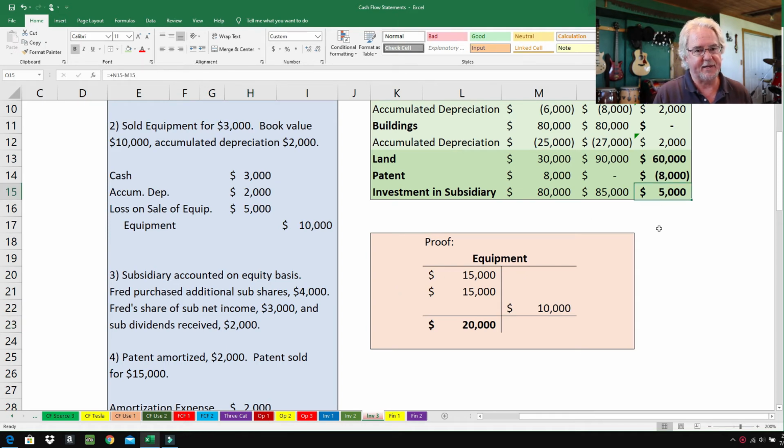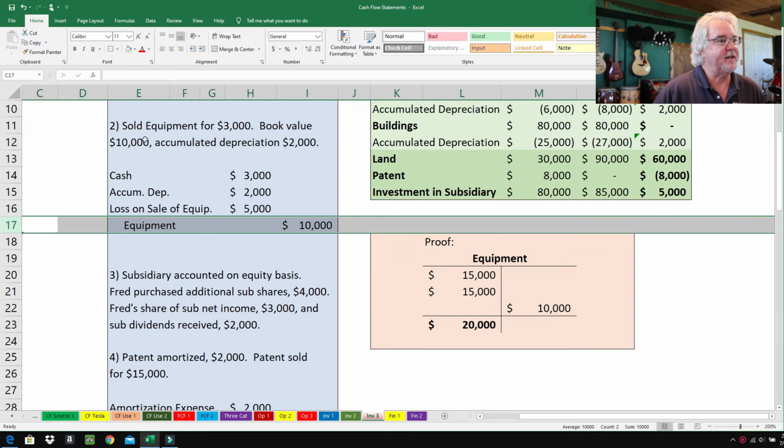But what are we interested in regard to the cash flow statement? We're interested in the $4,000 cash paid. And we're not interested in the share of subsidiary income. That's a non-cash thing. And the subsidiary dividends received, we're not going to put here in investing. It'll go up in operations. In fact, the share of subsidiary income and the dividends received are netted together, and it all goes up in the operating section of the cash flow statement. So ladies and gentlemen, that takes care of all the stuff here. So let's look at the actual cash flow statement.